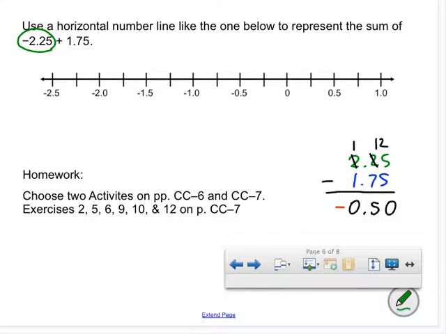-2 1/4. So if I go this way, this is 2 1/2, 1, 1 1/2, 2, 2 1/4. So this is minus 2.25. But then I need to add 1.75.